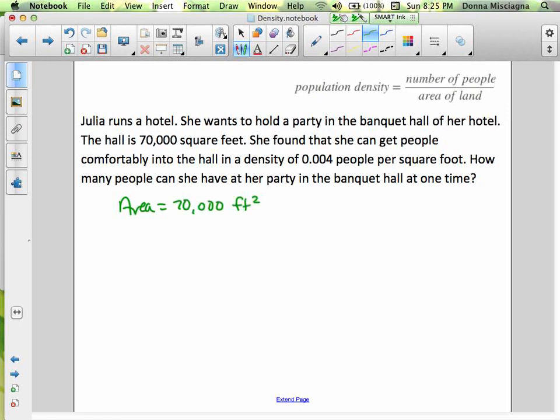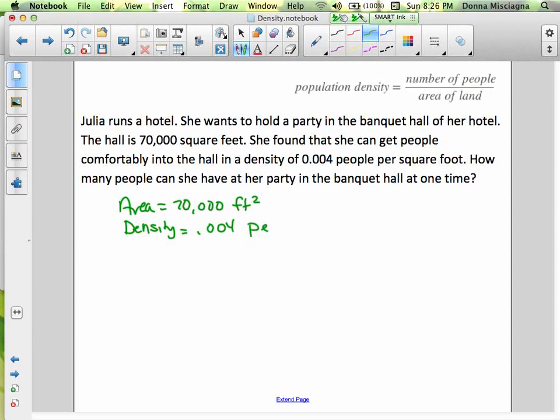She found that she can get people comfortably into the hall at a density of 0.004 people per square foot. So you don't all get crammed into 1 square foot, right? That would be awful. If it's only 0.004 people per square foot, it means each person gets more than just 1 square foot. So here we are given the density.